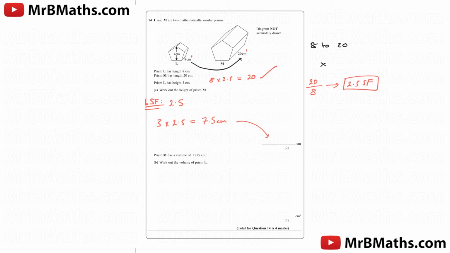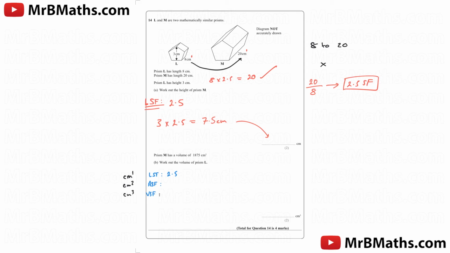Prism M has a volume of 1875 centimeter cubed. Work out the volume of prism L. So the larger one, M, has 1875. Right, so at the beginning I mentioned linear scale factor. So we know the linear scale factor is 2.5. We then have area scale factor and volume scale factor. So if we remember, this is centimeter to the 1, area is centimeter squared, and volume centimeter cubed.